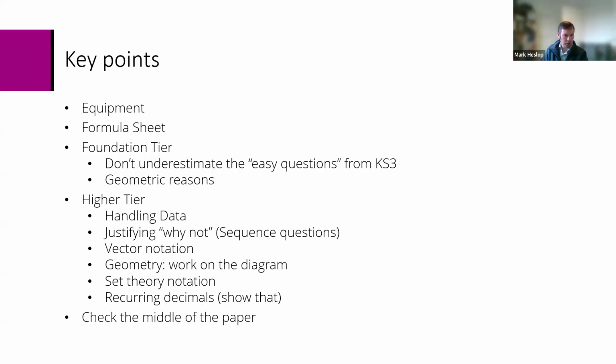Can you explain the justify why not point? We sometimes see on sequence questions, a question like, Fred says 34 is a term in the sequence. Explain why he's incorrect. Recap there. I think we've already covered the formula sheets included in the front of the paper and can't be given as a separate.